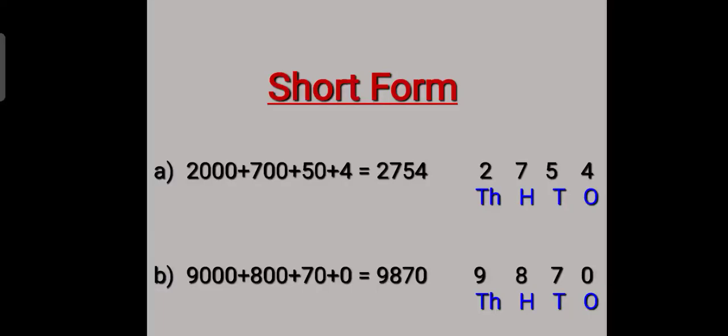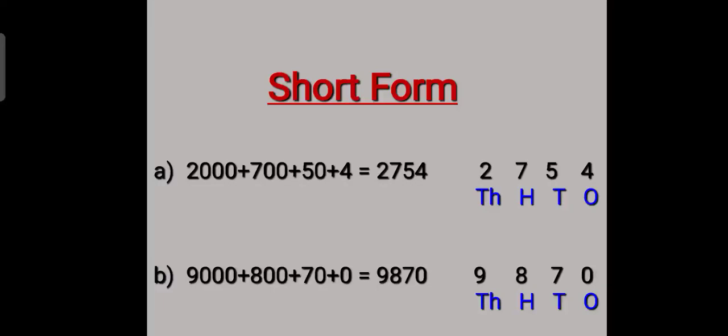After that, 50 or 5 tens. So you will write 5 at the tens place. And lastly, 4 you will put in the ones place. Thus the short form of this expanded form is 2754. So let's see, I have taken one more example.